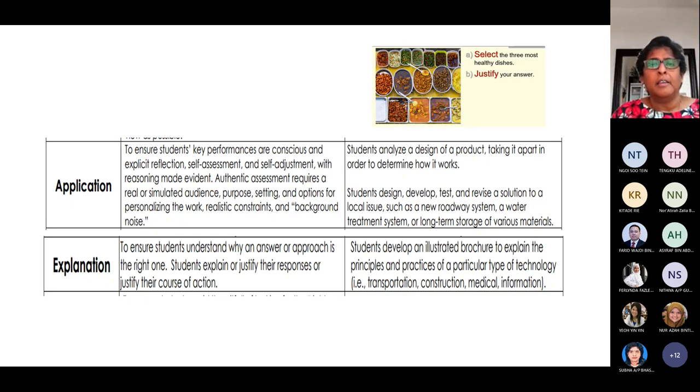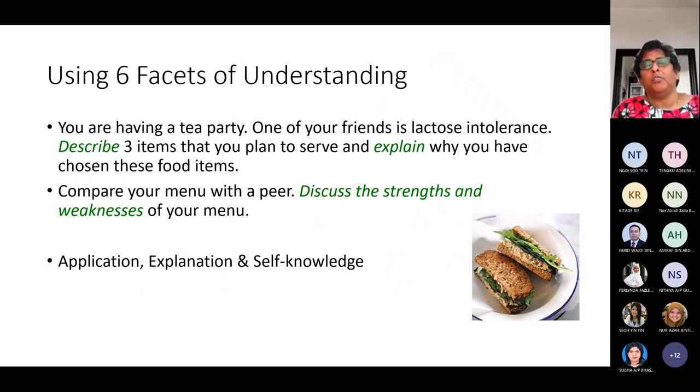There are many different types of frameworks. If you're talking about 6 facets of understanding, then you might want to give a question like this: You are having a tea party. One of your friends is lactose intolerant. Describe 3 items that you plan to serve. That's application, because if you know their lactose intolerance, what things must you avoid? Then explain why you chose these 3 items. It's a tea party, so you're not going to have chicken curry. Then you can also ask them to compare your menu with a peer. This is your task transfer goal, making students autonomous, or even self-knowledge. Discuss the strengths and weaknesses of your menu. When you compare with your friends, what is wrong about yours? Students must come up with an understanding of what is right or wrong with theirs.